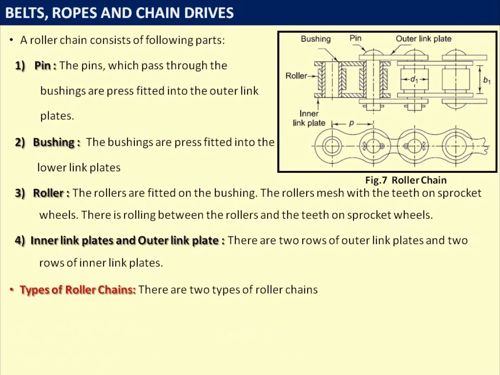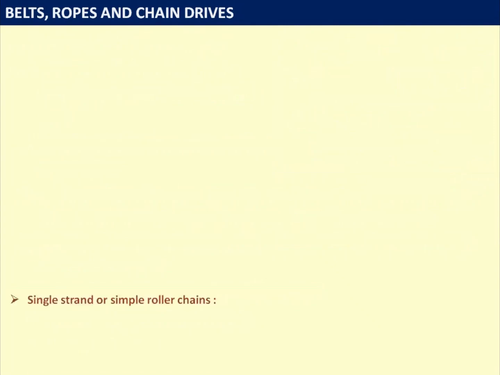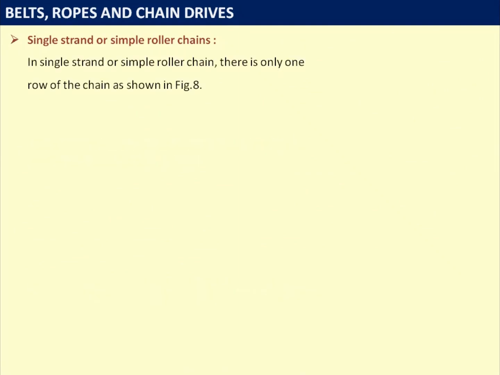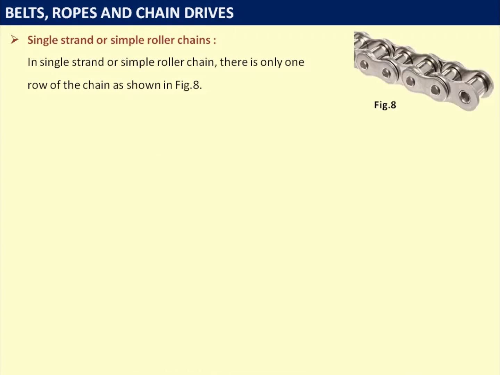Types of roller chains. There are two types of roller chains. The first one is single strand or simple roller chains and second is multiple strand chains. So let us see single strand or simple roller chains. In single strand or simple roller chain, there is only one row of the chain as shown in figure 8. In this figure we can clearly see there is only one row of the chain.